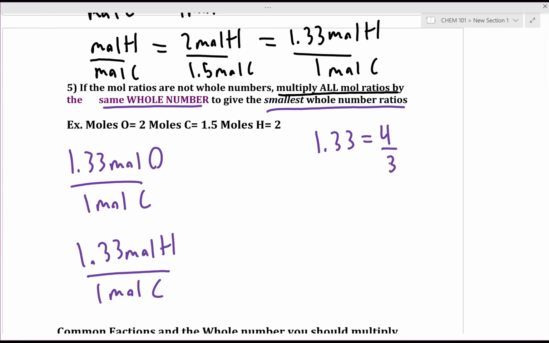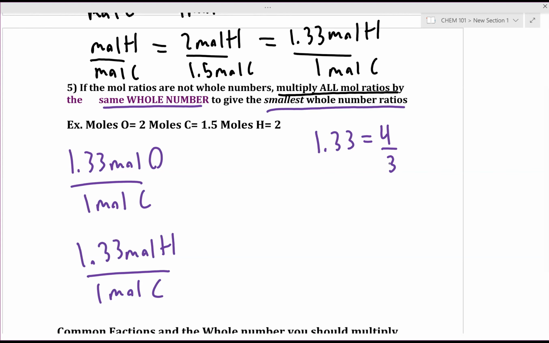If you're ever unsure, what you can do using your calculator is try out different fractions. So you can punch in 4/3 and you'll see it perfectly matches 1.33. Is everyone seeing that in their calculator?